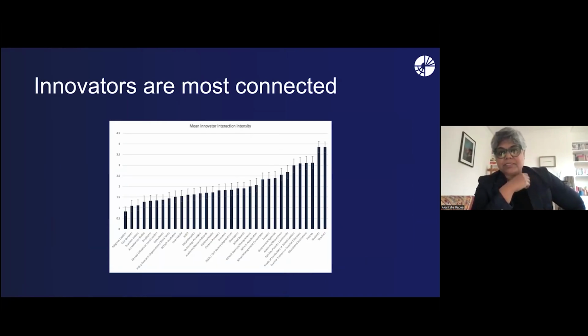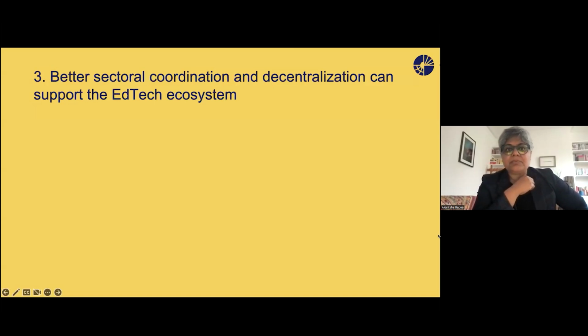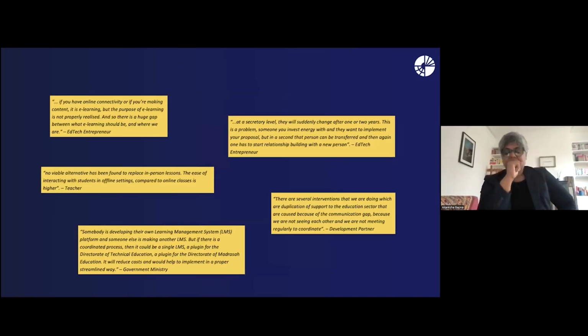The next slide, please. The last point I wanted to make, which emerged through the analysis of all of the interviews and transcripts, was that better sectoral coordination or coherence and a large degree of decentralization is required to support the system. So the next, please. This is just a set of quotations which outline what I have just said, in terms of coherence and understanding.